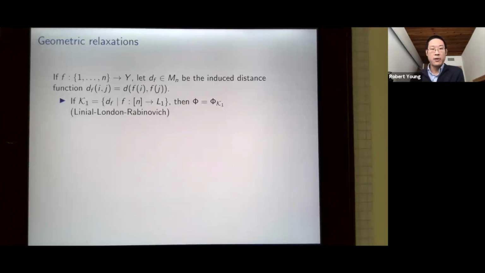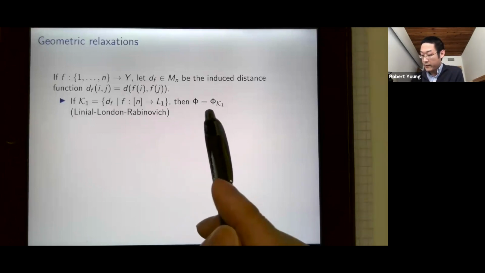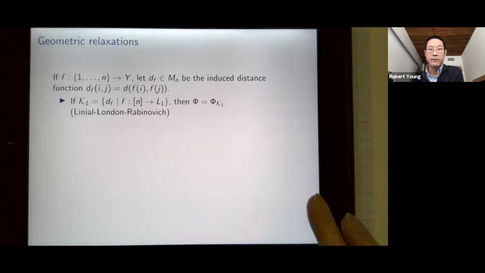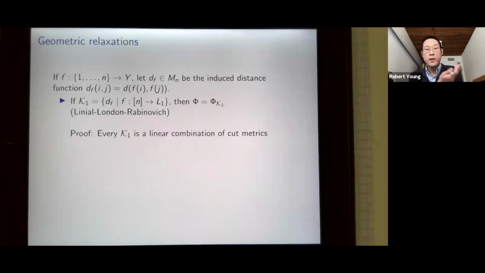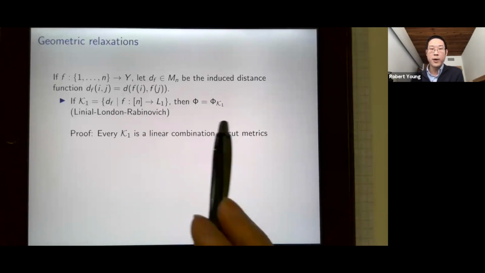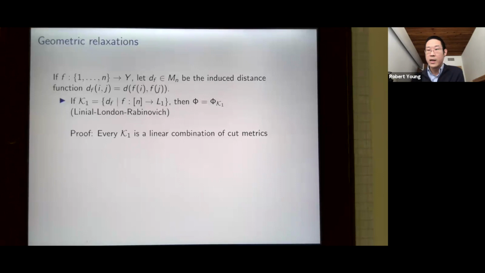Then, by a result of Linial, London and Rabinovich, the minimum over the L1 metrics is the same as the minimum over the cut metrics, basically because every L1 metric, every metric induced by such an embedding, is a linear combination of cut metrics. So if you have an L1 metric that minimizes sparsity, then you can decompose it into a sum of cut metrics, and one of those cut metrics is going to be equally sparse.